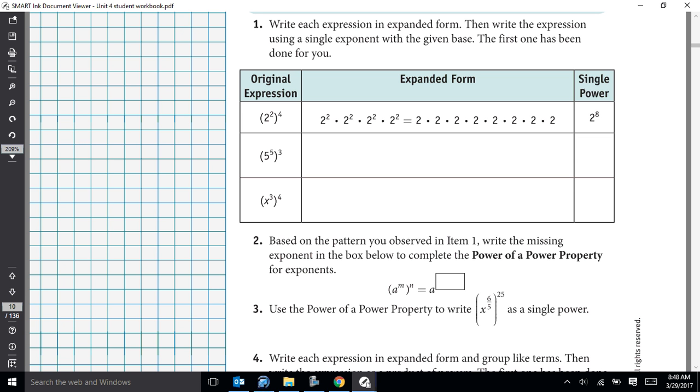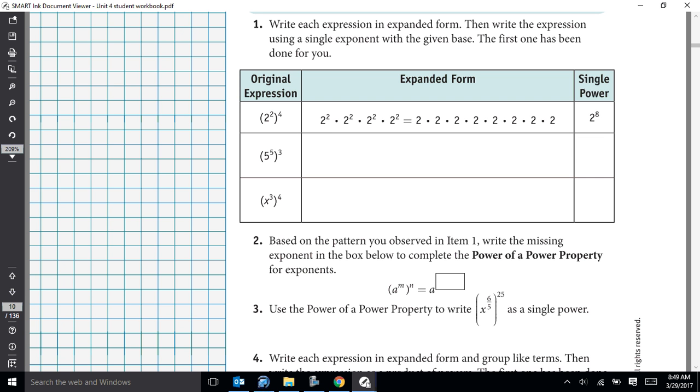But then we can expand 2 squared. What does 2 squared mean? How many times do we have 2? We have 2 times, right? So this is 2 squared 2 times, 2 squared 2 times, 2 squared 2 times, 2 squared 2 times. So how many 2's do we have? We have a total of 8 2's. So 2 squared to the 4th power is the same as 2 to the 8th.